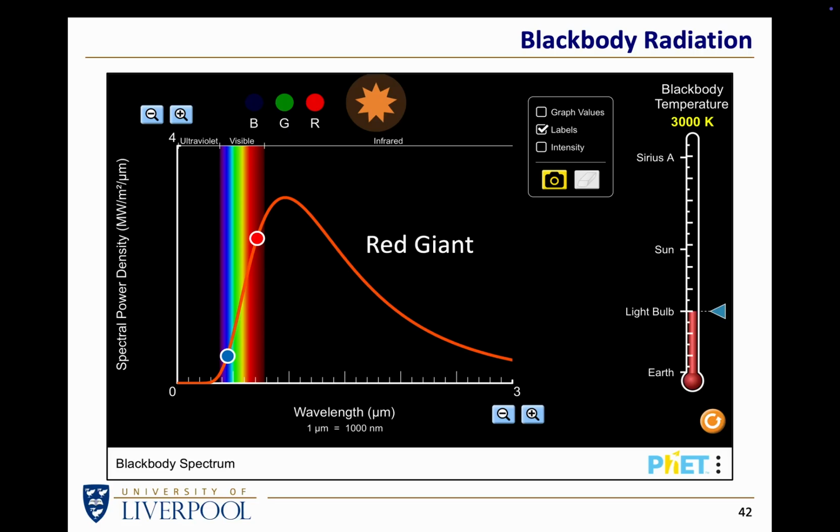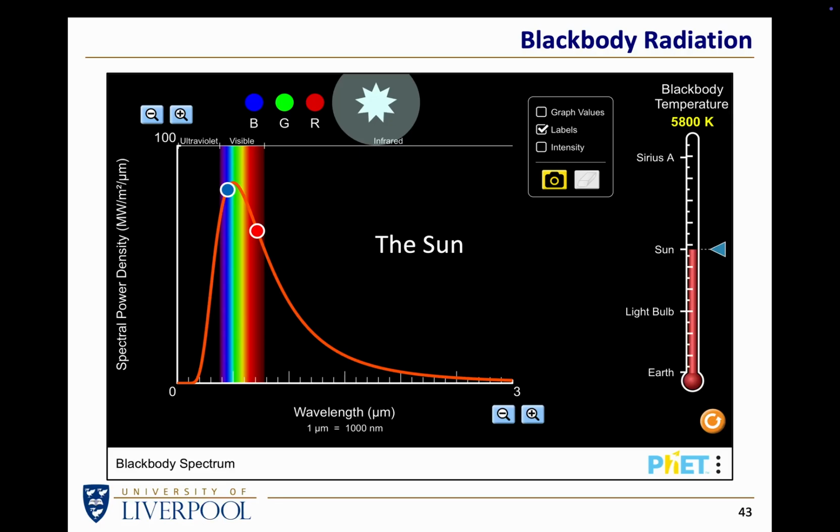If we go hotter still to something like the temperature of the sun, the peak has now moved into the visible part of the spectrum. So it's higher and it's moved into the visible. And you can see for an object at the temperature of the sun, the surface temperature of the sun, about 6000 Kelvin or so, we see that there's almost as much light in the blue end as there is in the red end. Yes, there is slightly more in the green, but it's only a tiny difference.